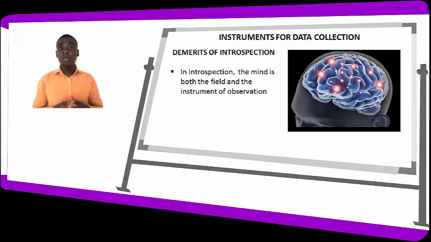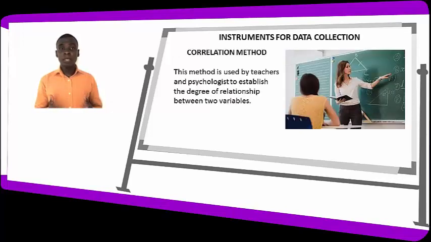So let's look at correlation method. This method is used by teachers and psychologists to establish the degree of relationship between two variables. Before you can correlate, you should have more than one variable. You should have two variables or more than two variables.